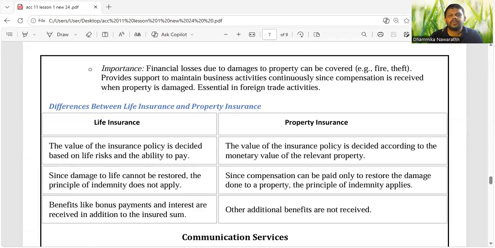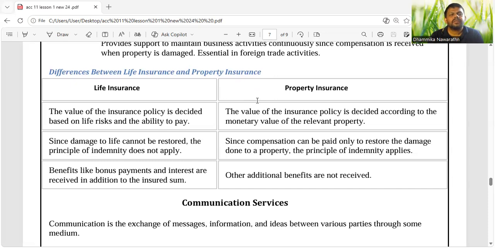Financial losses due to damages to properties can be covered, and it provides support to maintain business activities continuously, since compensation is received when property is damaged. It is essential in foreign trade activities. In foreign trade, goods are mostly exchanged between two countries, and in the rough sea there is some chance of destroying all the things. Therefore, it is a must to have an insurance cover. And even if you have a vehicle, it is a must to have insurance cover.